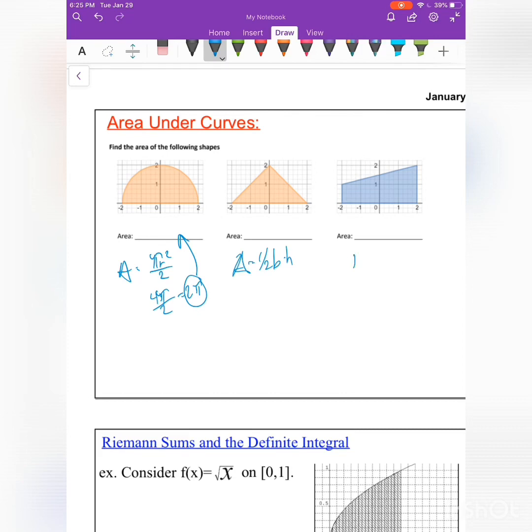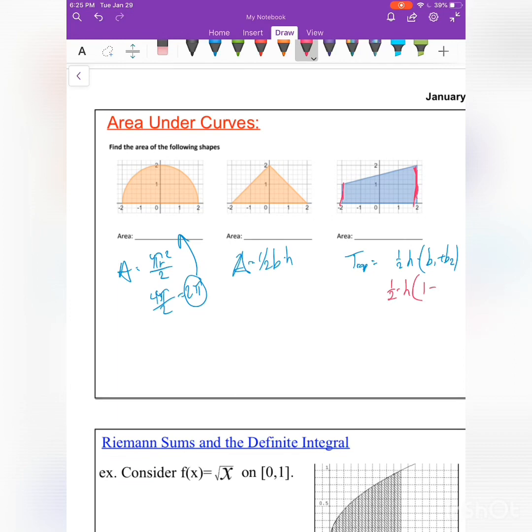You can use a trapezoidal rule. For that, you would have 1/2 times the height, base 1 plus base 2. Remember, the bases are the 2 parallel sides. So in this case, these would be the bases, and the height would actually be the distance between the bases, which would be 4. So to finish this one off, the height would be 4 here.